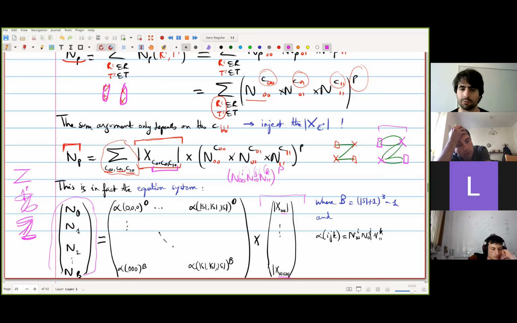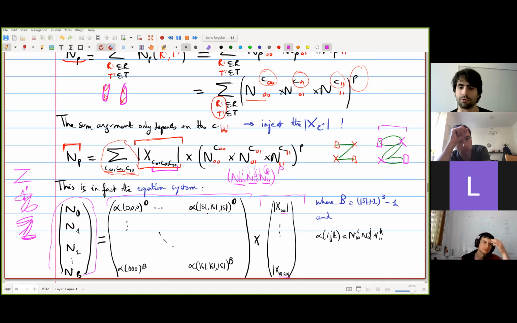The p corresponds to the row, and ijk corresponds to the column, and n00, n10, and n11 are just explicit constants, fixed constants that we can compute explicitly if we want. And I'm not going to show that, but basically now I can conclude the proof by showing that this equation system is invertible, that this matrix here is an invertible matrix.